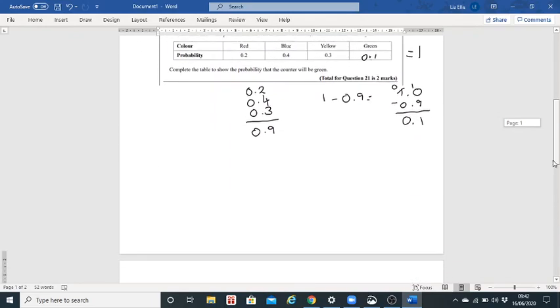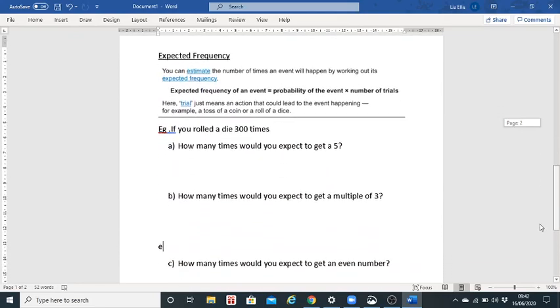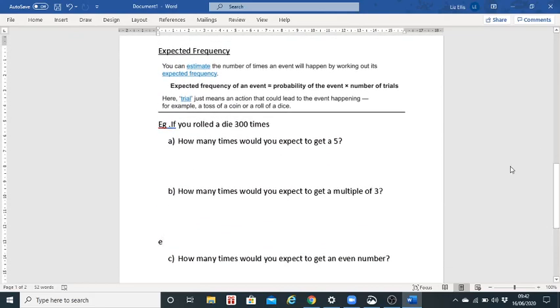Now the other piece of work you're going to have to do today is about expected frequencies. So what would you expect? We can estimate the number of times an event will happen by working out its expected frequency, how many times it should happen. Now there's a little formula here. It's a lot easier than it looks. It says the expected frequency of an event is the probability of the event times the number of trials. And here it tells you that a trial just means an action that could lead to the event happening. For example, a toss of a coin or a roll of a dice.